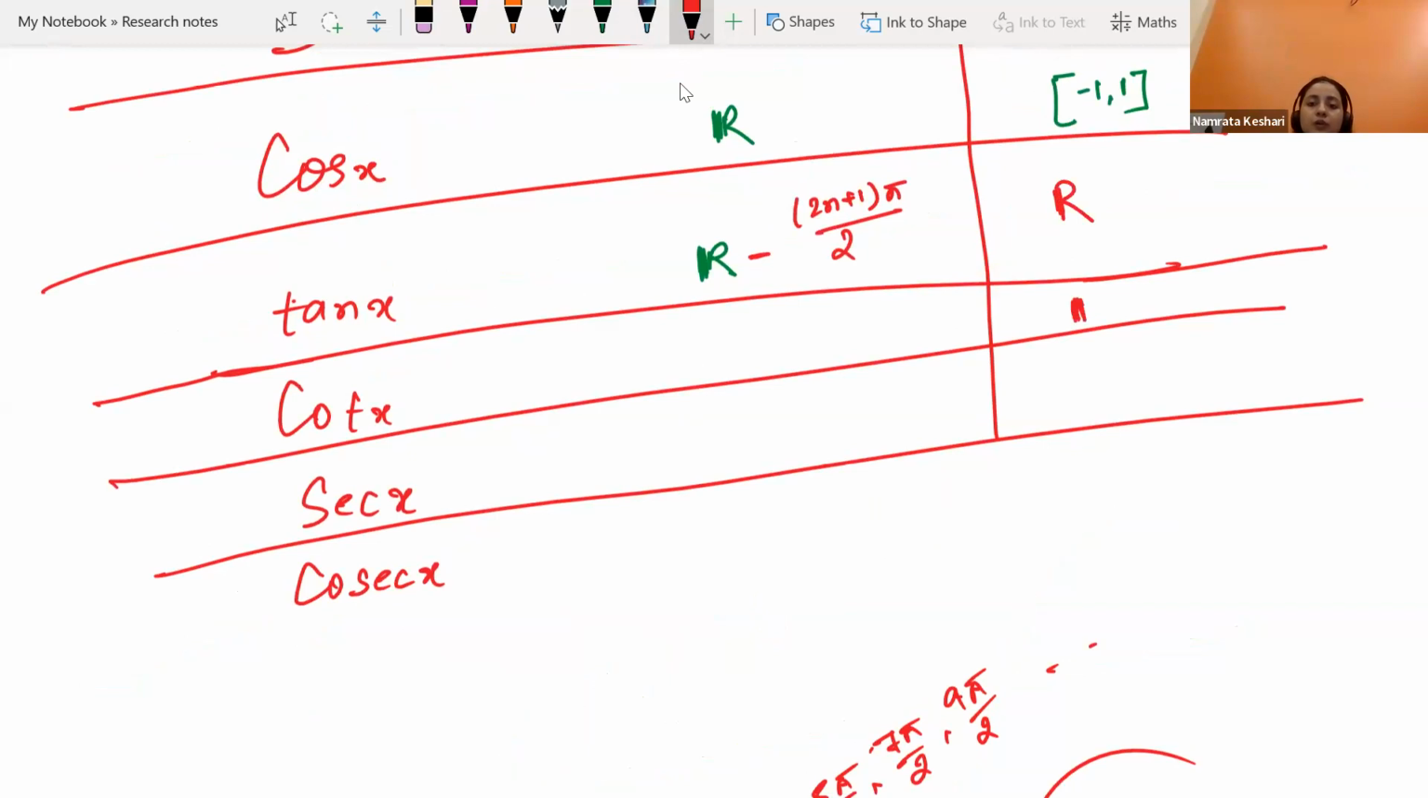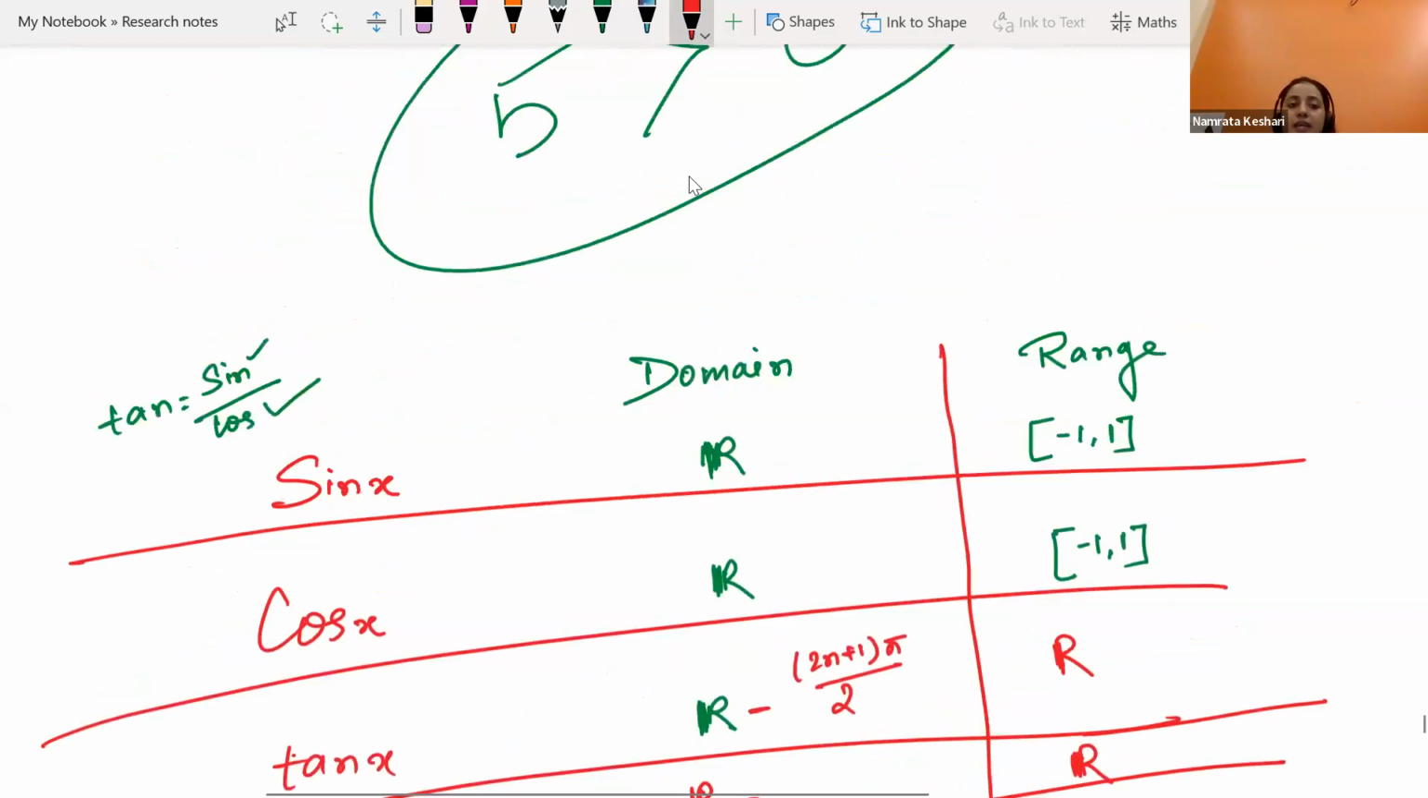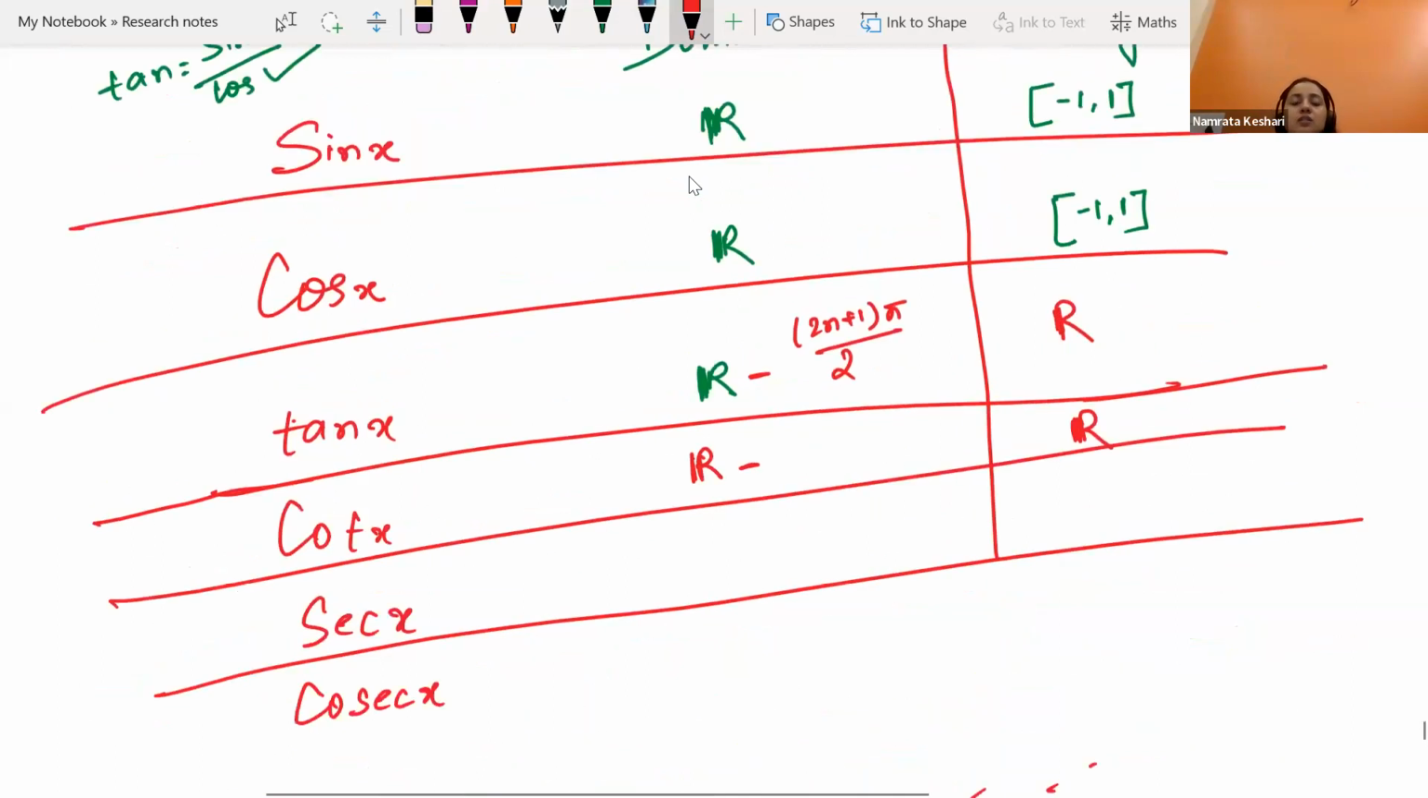Similarly, for cot the range is also all real numbers, and the domain is all real numbers minus the problematic points. Cot means cos by sine. So wherever the denominator is 0, that is not acceptable for cot. For the sine function, it is okay, the result is 0, 0 is okay, the answer can be 0, right? But for cot it is not acceptable because sine is sitting in the denominator.